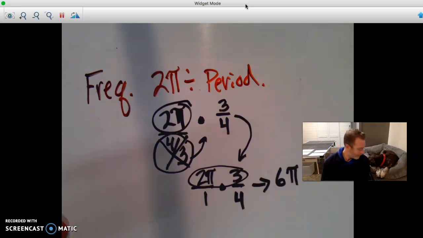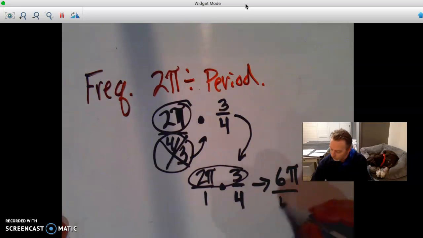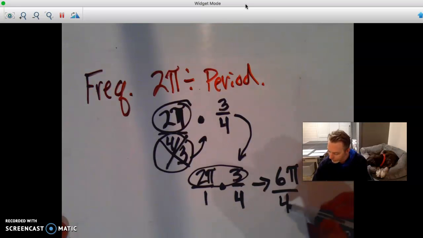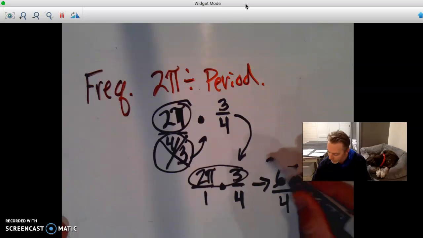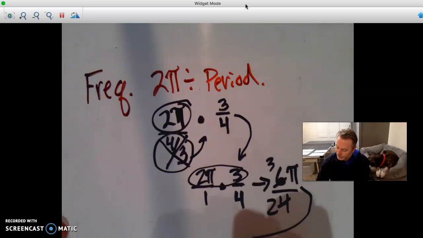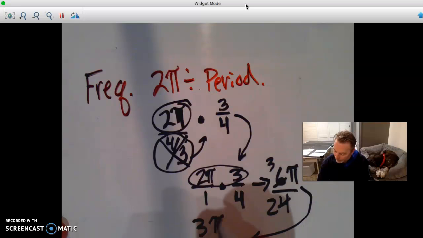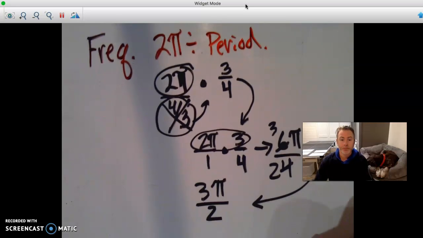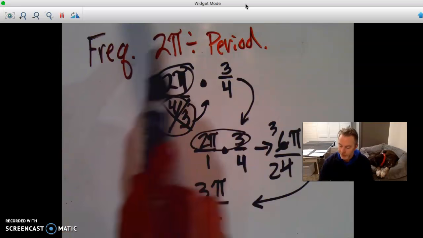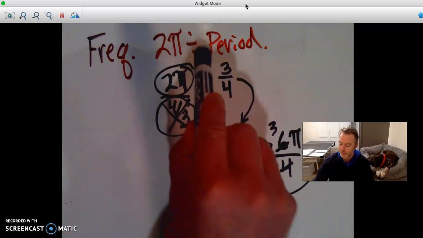What do we do? We multiply everything on top. 6 pi over 4. We can simplify a little bit more. We're not done. There's a factor of 2 in each of these. 2 goes into 6 3 times, and goes into 4 2 times. So the final answer is 3 pi over 2. So what did we just find there? We found the frequency. From our previous studies, to find the frequency, we take 2 pi divided by the period.